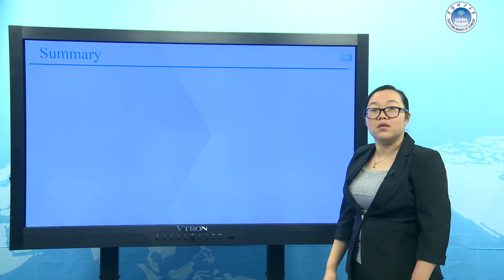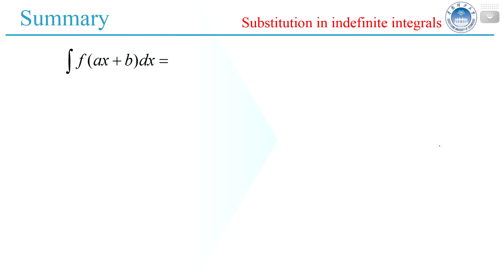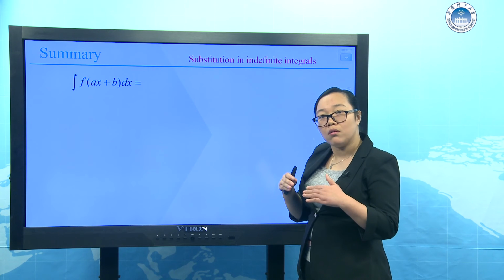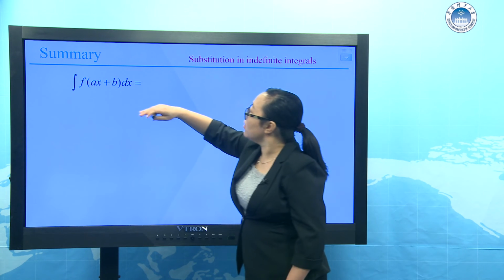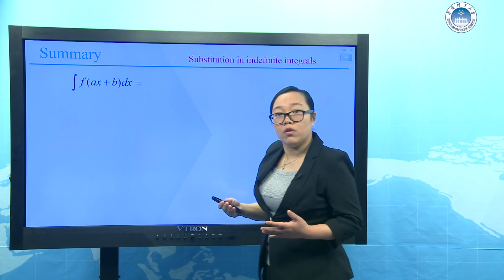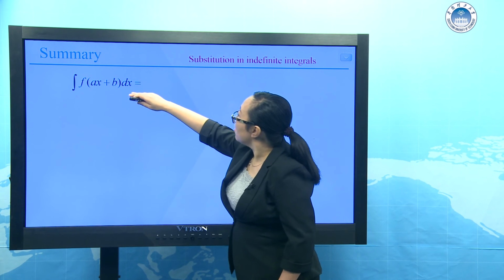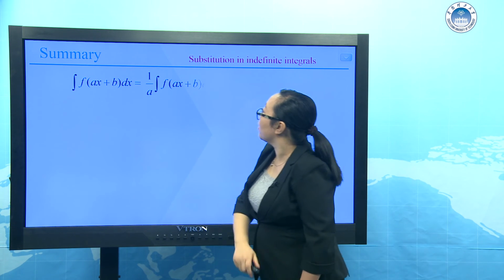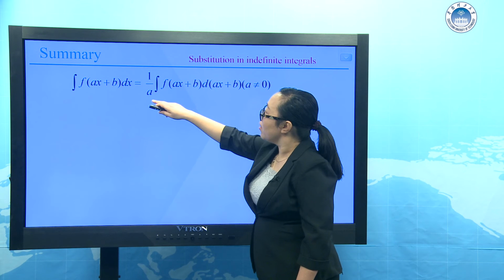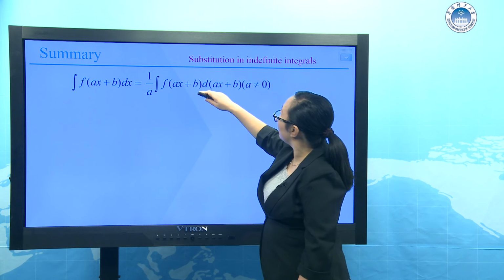Okay, now look at the summary. Look at the first expression: the integral of f(ax plus b) dx. Pay attention to f(u). We cannot do anything about the integrand function. What will we do? Do something about the differential of x. So we can multiply by a over a, meaning 1 over a times f(u) du.